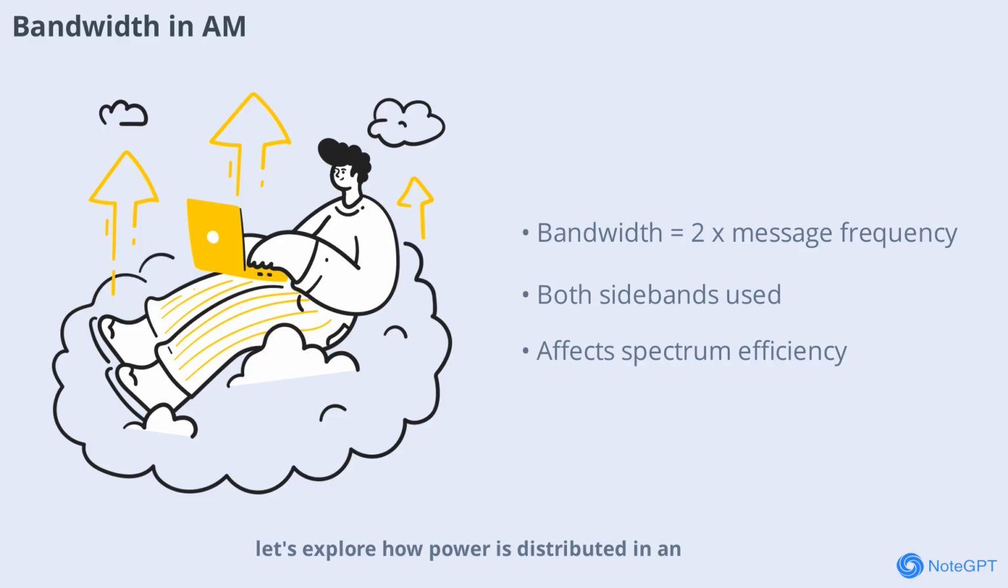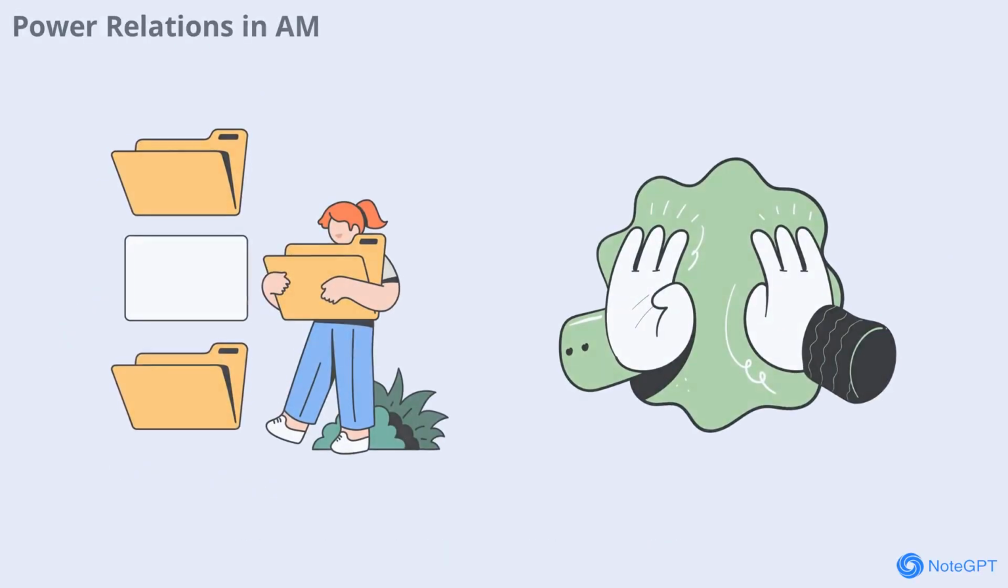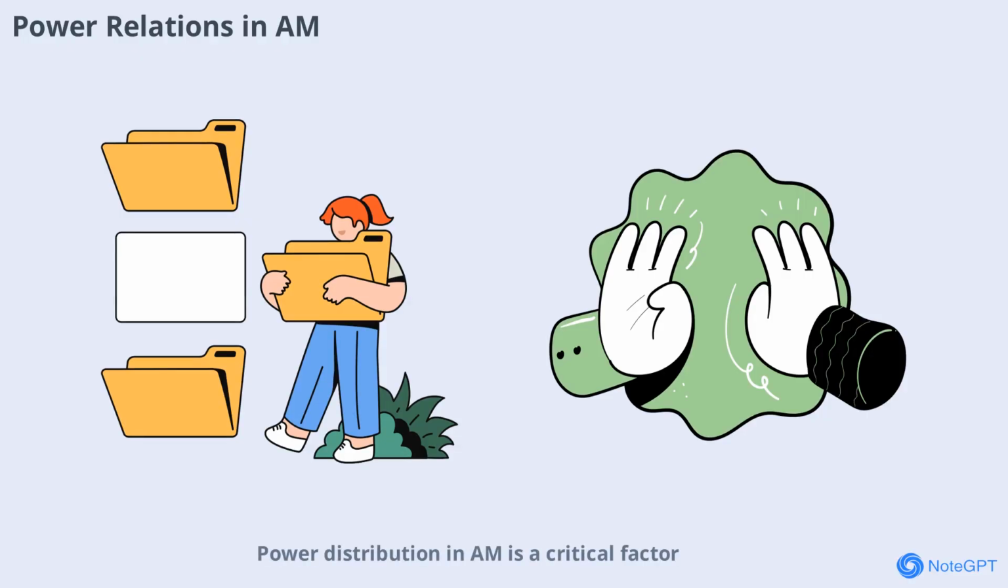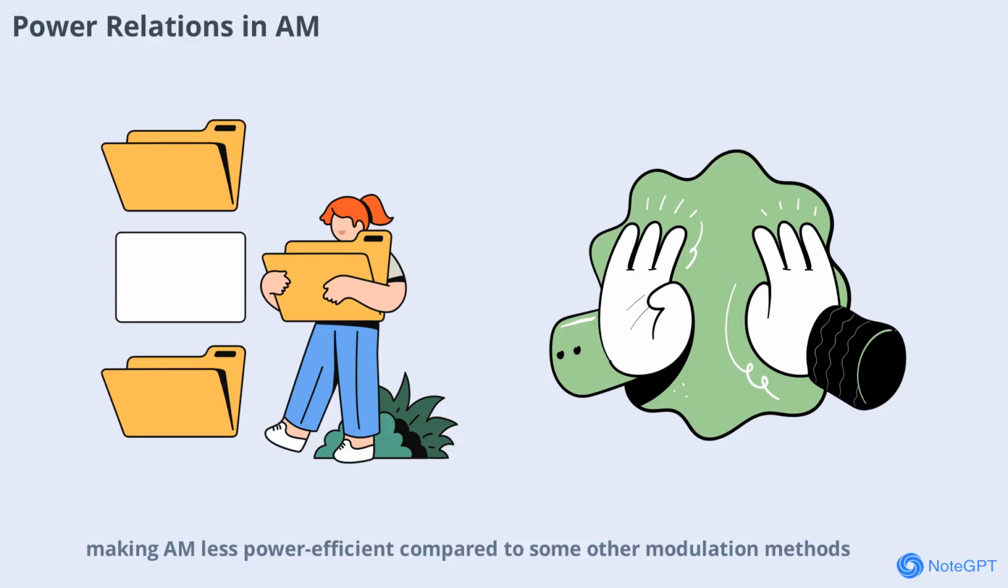Next, let's explore how power is distributed in an AM signal and why this matters for transmission. Power distribution in AM is a critical factor. Most of the transmitted power is concentrated in the carrier, while the sidebands, which actually carry the information, receive a smaller portion. This means that a significant amount of energy is used just to transmit the carrier, making AM less power efficient compared to some other modulation methods. Understanding these power relations helps engineers design more effective and energy-efficient communication systems.